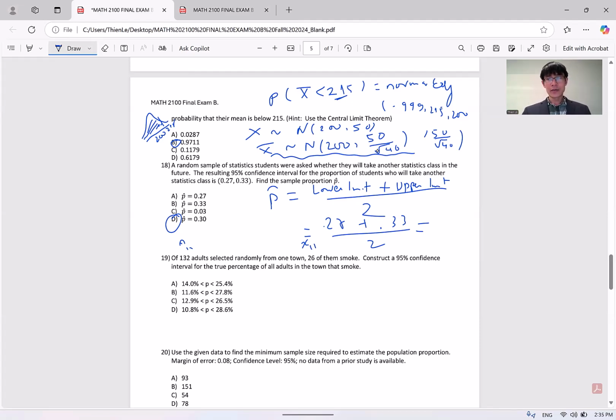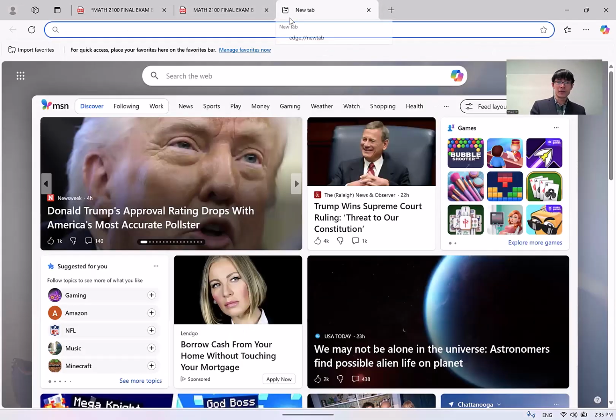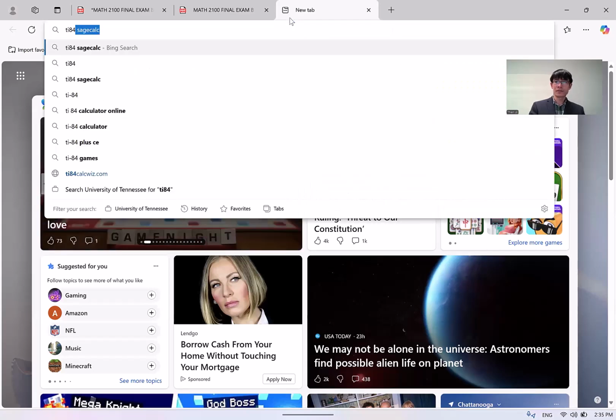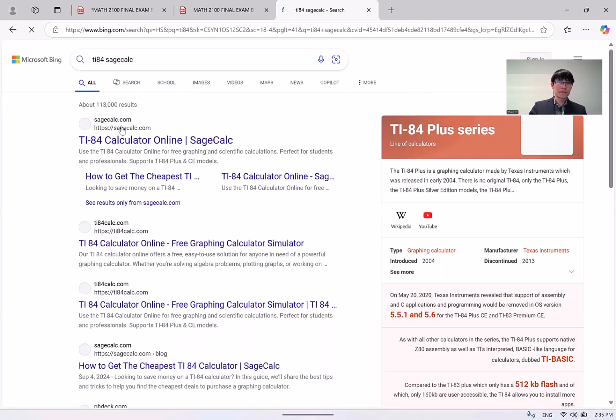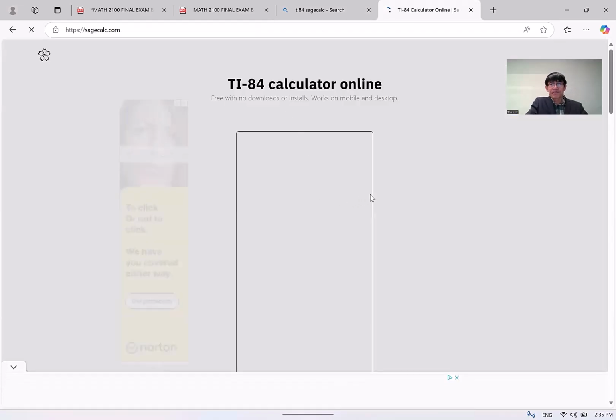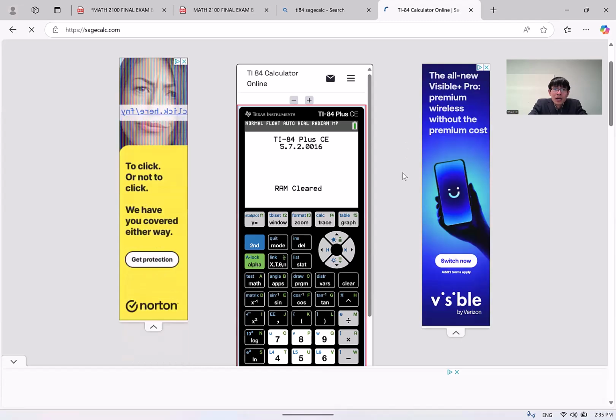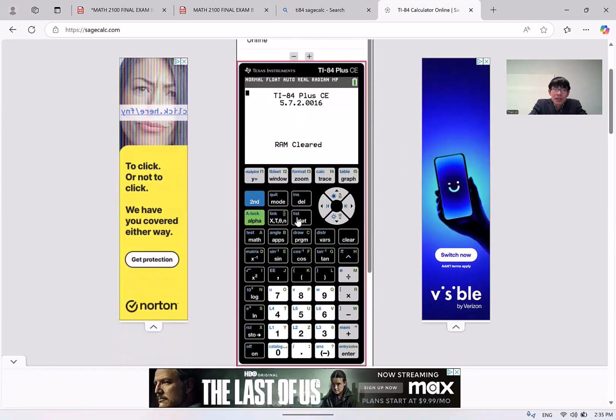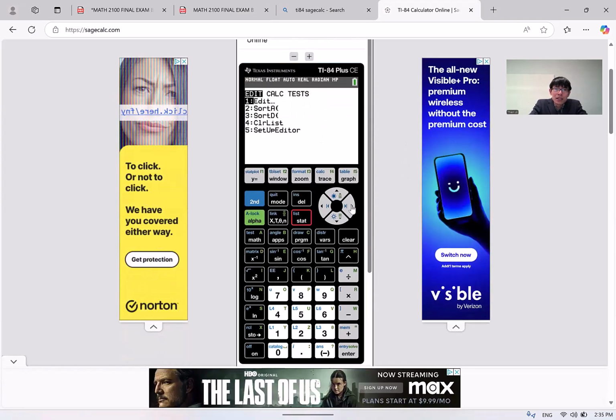So here it's just a one-proportion Z interval, right? You want the 95% interval for the proportion, right? So let me just show you quickly on the TI-84. Quick reminder, start here. Yes, you want the proportion Z interval.